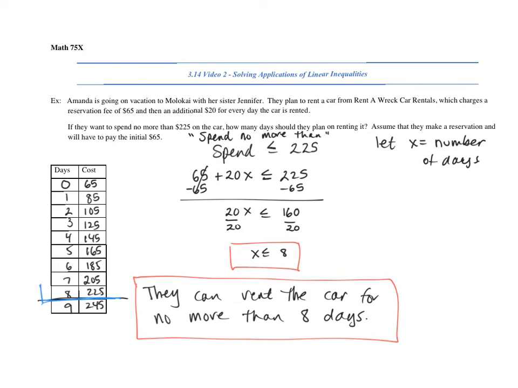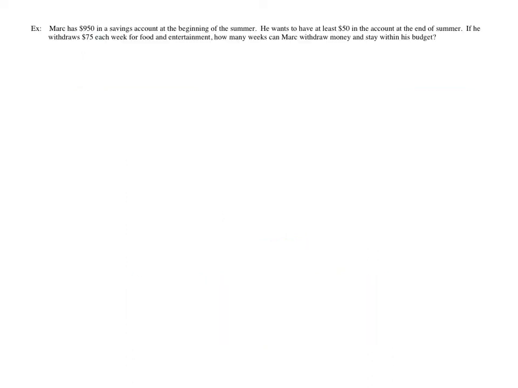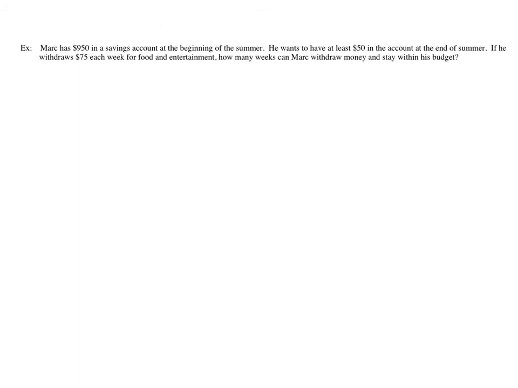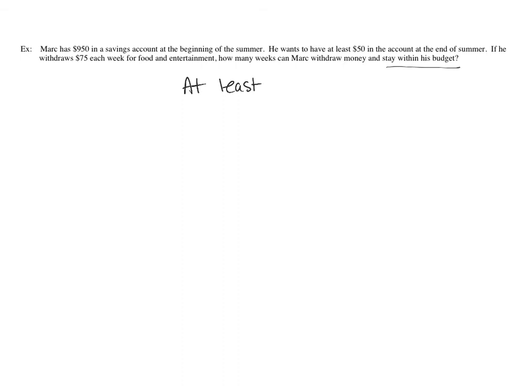This was spend no more than, and in this next one, we want to know how many weeks Mark can withdraw money and stay within his budget. Let's say that Mark has $950 in savings at the beginning of the summer, and he wants to have at least a certain amount in his savings. So the savings need to be at least 50.